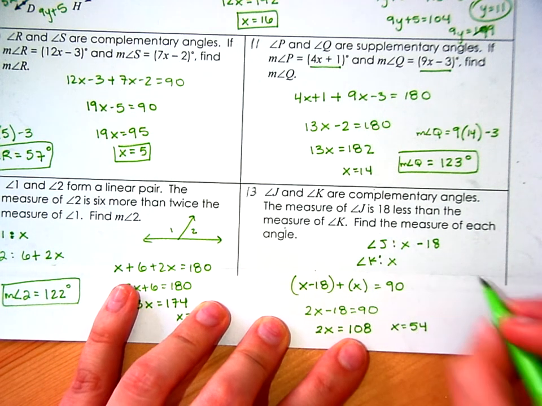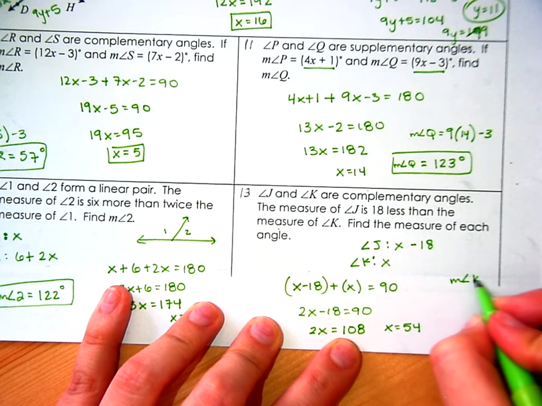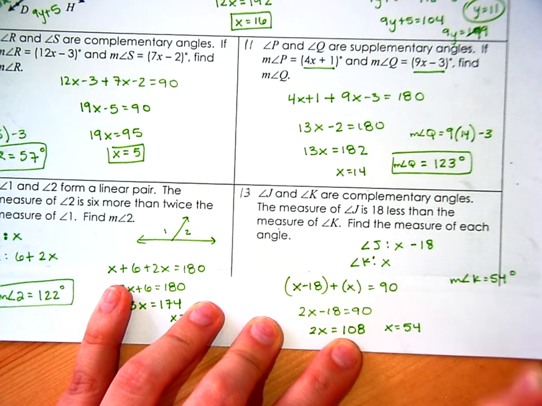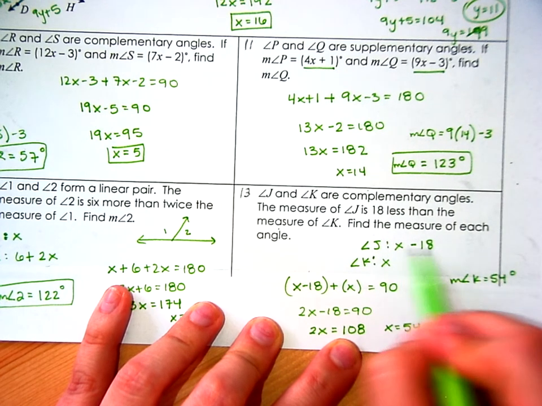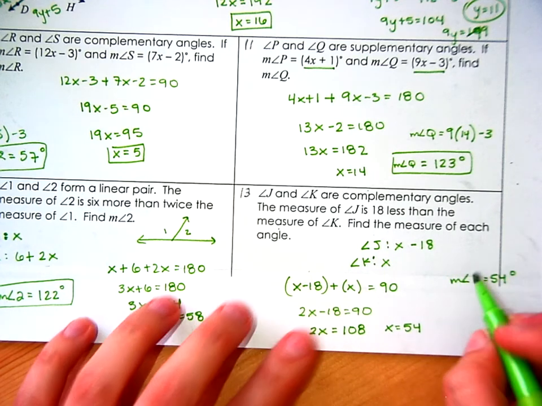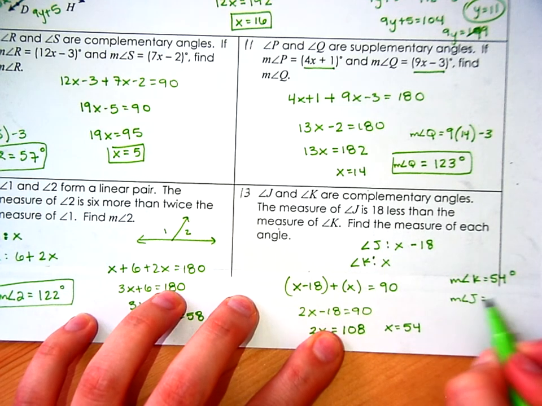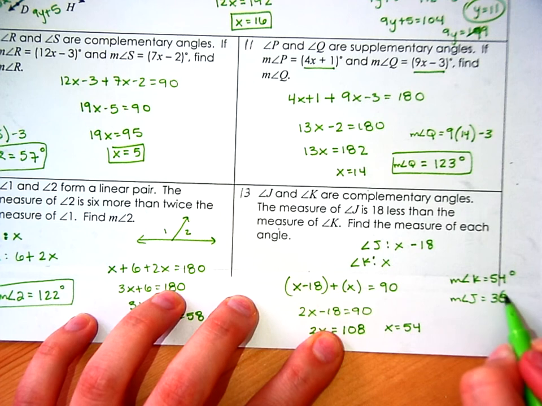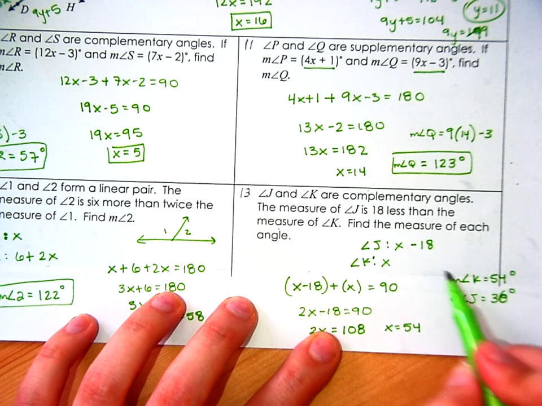So angle K, which was just x, is 54 degrees, and then J is 54 minus 18. So if we subtract 18, we would get the measure of J is 36 degrees. And those are your two angles.